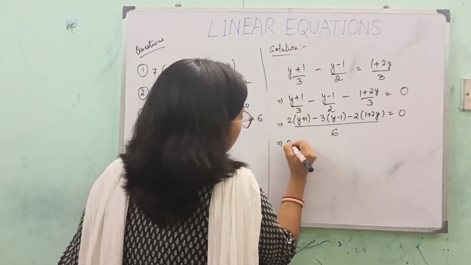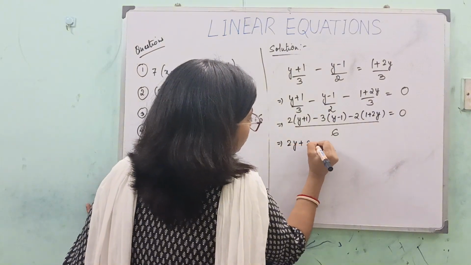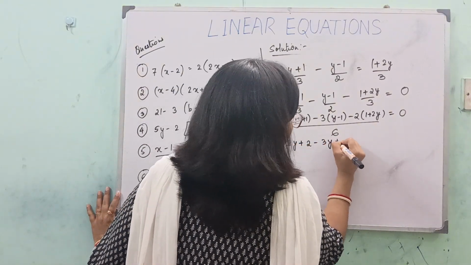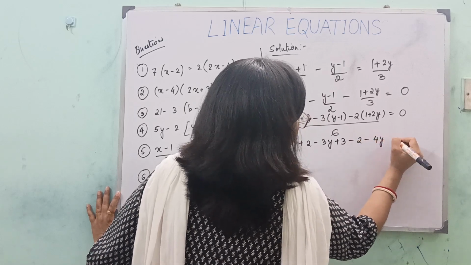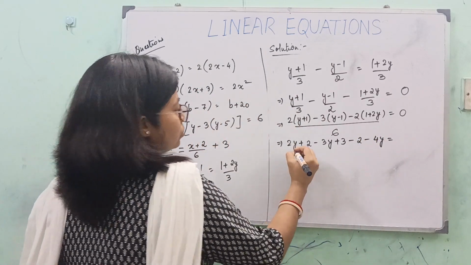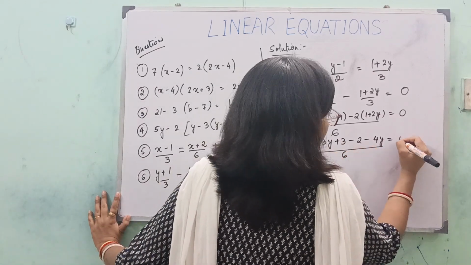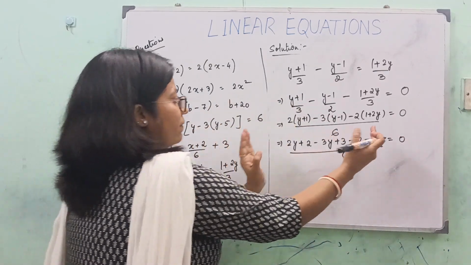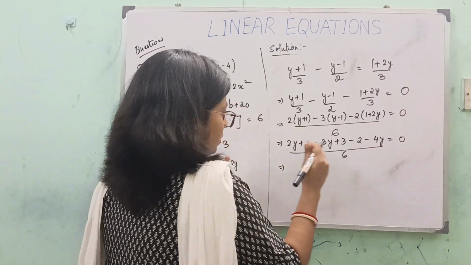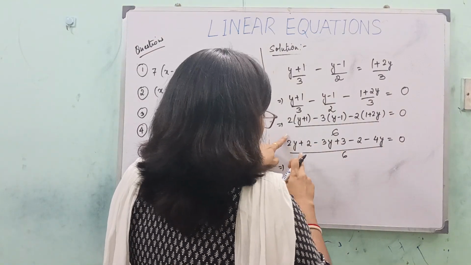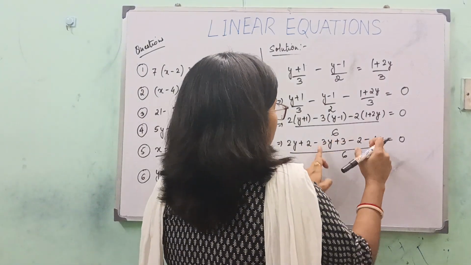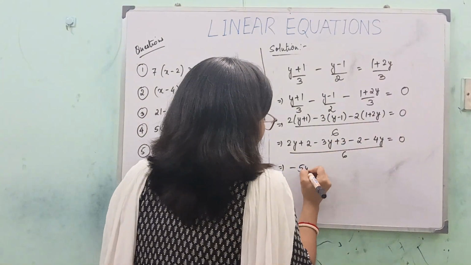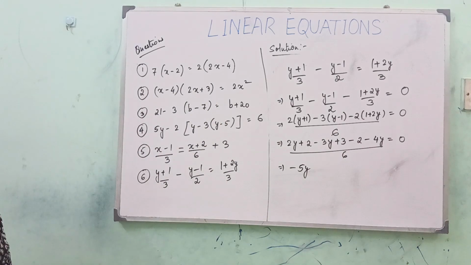So this is 2y plus 2 minus 3y plus 3 minus 2 minus 4y, the whole divided by 6, equals 0. Now let us simplify this, reduce the terms. So here 2y minus 3y is minus y, minus 4y is minus 5y. I hope this is clear to you. We had 2y and minus 3y.